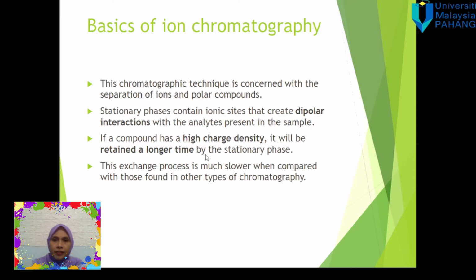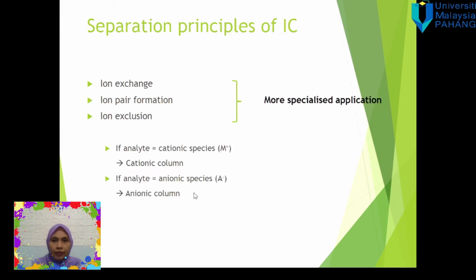This means the stationary phase has a charge. If a compound has a high charge density, it will be retained a long time by the stationary phase. This is the difference in principle, where HPLC is based on the polarity of the analyte with the stationary phase. For ion chromatography, it is based on the charge density of the ions. The more charge density, the longer it will be retained on the stationary phase. This exchange process is much slower when compared to those found in other types of chromatography.